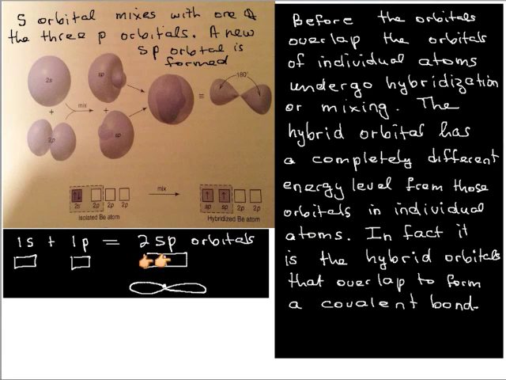So here I'm showing two hybrid orbitals. If this is the central atom, the orbital overlap is no longer a p orbital, but it's actually an sp hybrid orbital. Let's go ahead and look at an example.